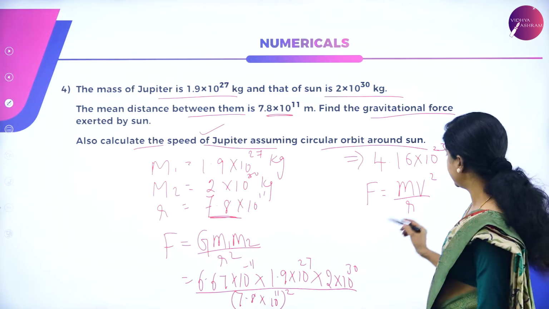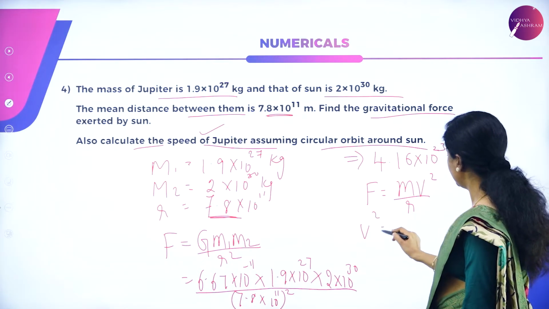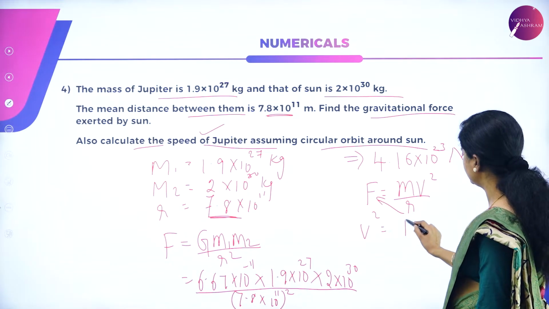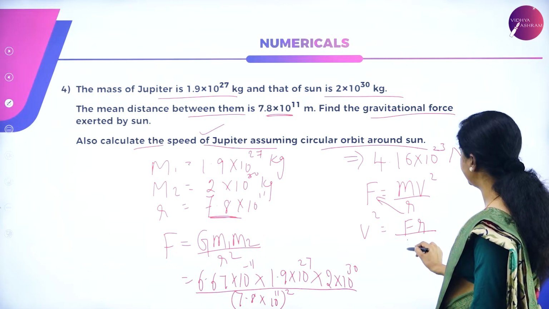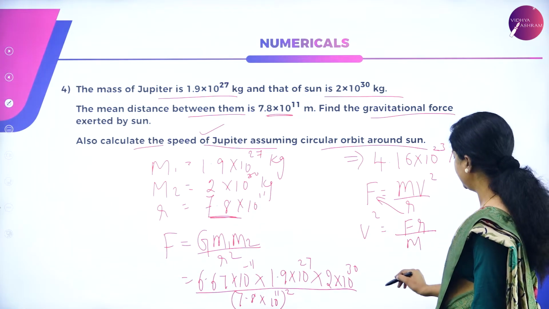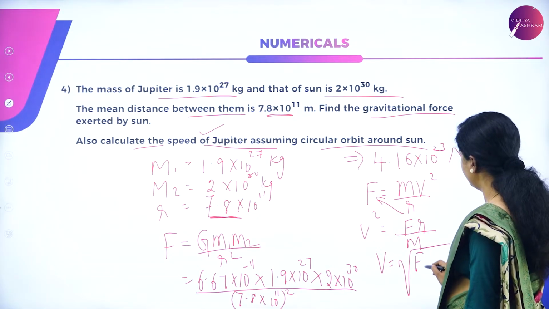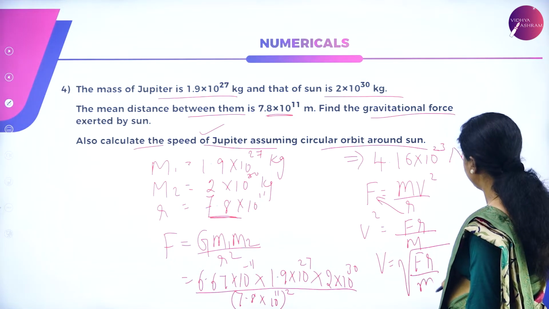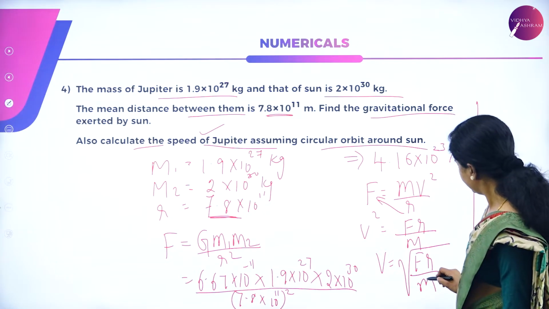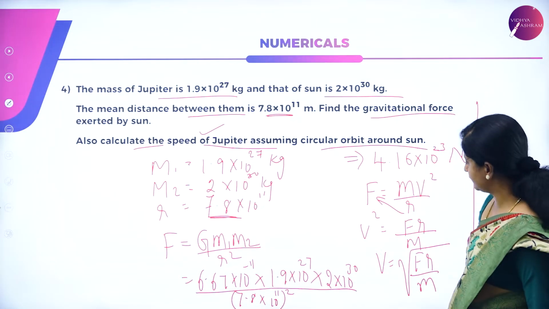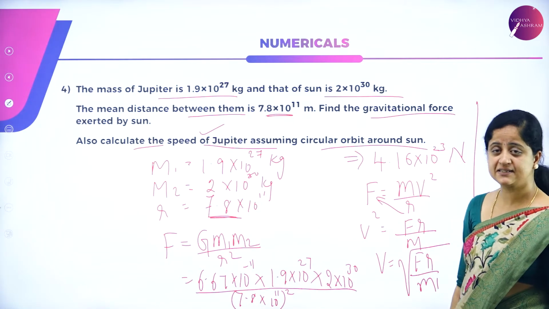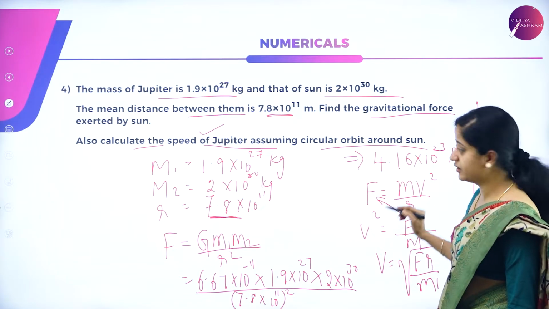The speed of Jupiter can be calculated as v² = F × r / m. But we need just the value of v, and hence we write v = square root of (F × r / m). Here m is nothing but the mass of Jupiter, so I take it as m1. So let us now substitute all the values.